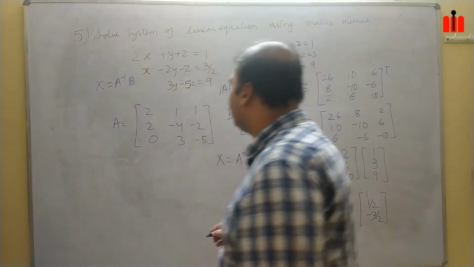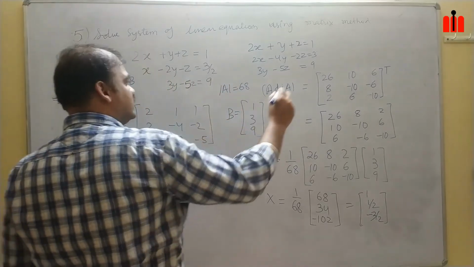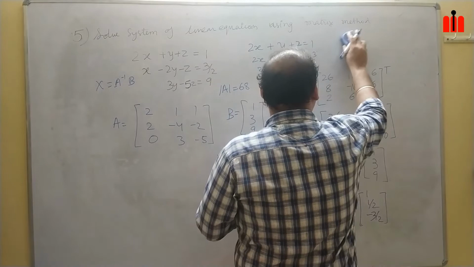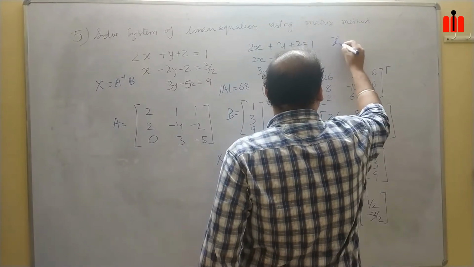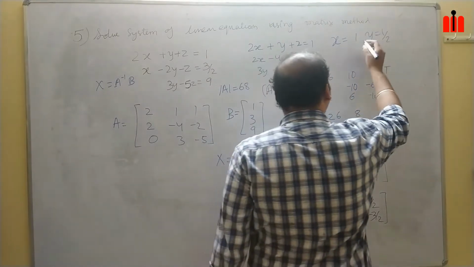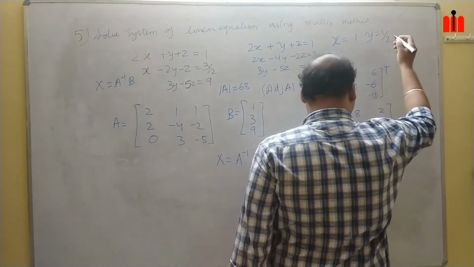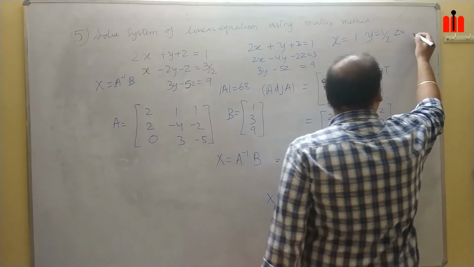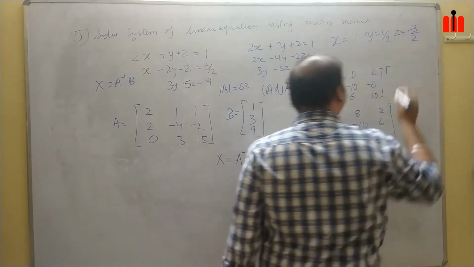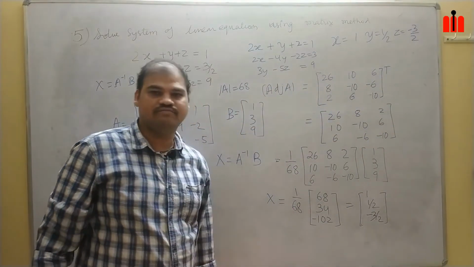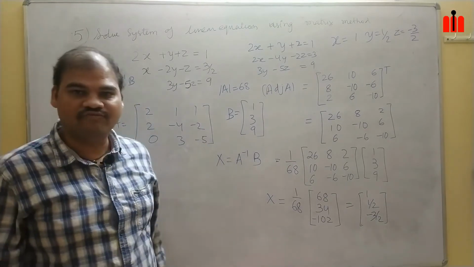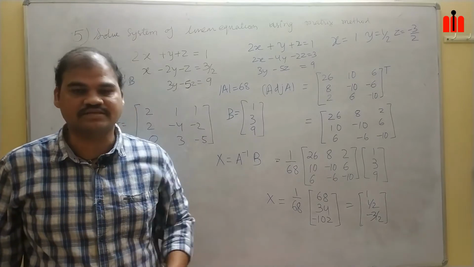So what is the value of x? Here I will write the values: x will be equal to 1, y will be equal to 1 by 2 and z will be equal to minus 3 by 2. This completes problem number 5. Let's move on to problem number 6.